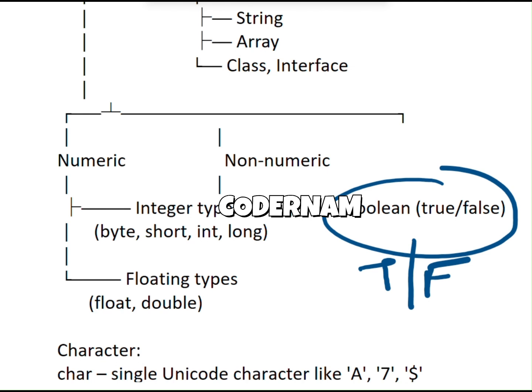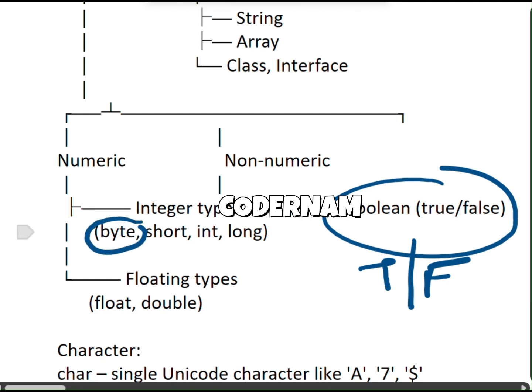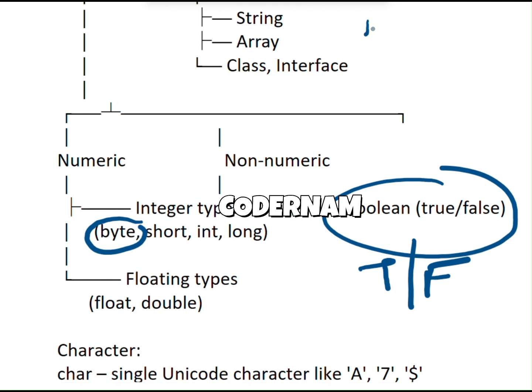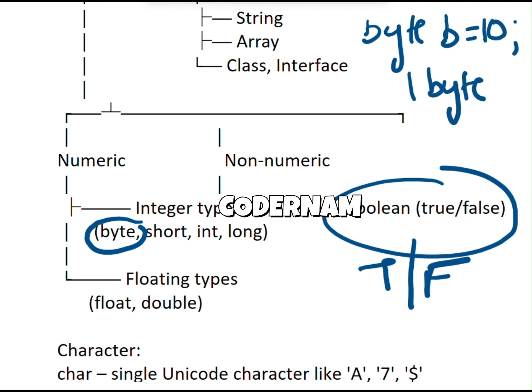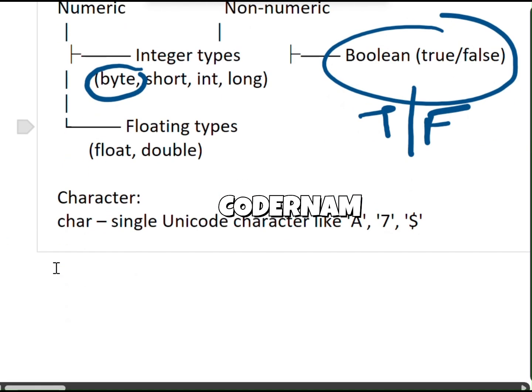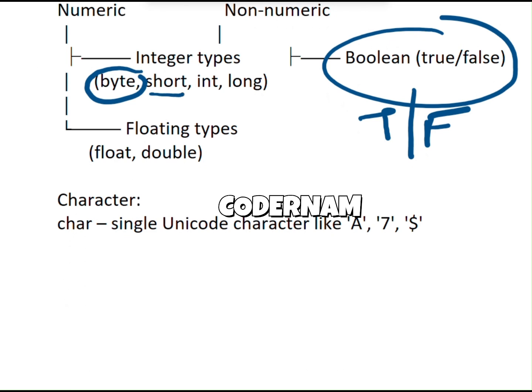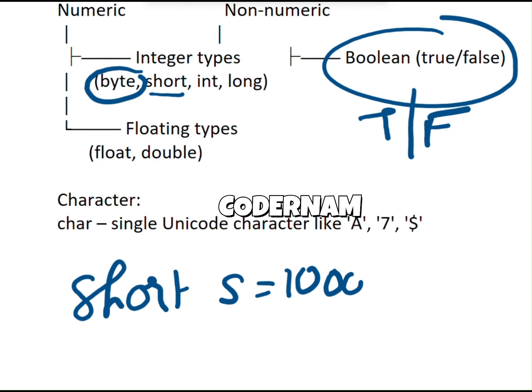In integer types, we have byte. For example, if I want to write the syntax for it, byte b is equal to 10. It has the size of 1 byte, and it holds small integers, ranging from -128 to 127. Next we have the integer type short. For example, short s is equal to 1000. These are larger than a byte and hold up to the size of 2 bytes.